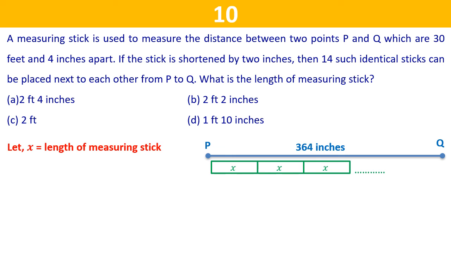So how the equation will be? It will be something like this. 364 divided by x minus 2 will be equal to 14, because 14 such sticks are required if the length of each stick is reduced by 2 inches. Solving this, you will get x as 28. Now it is asked in the question, what is the length of measuring stick? It is 28 inches, which is equal to 2 feet 4 inches, option A.